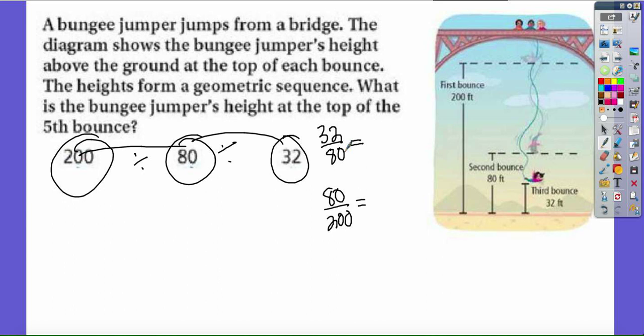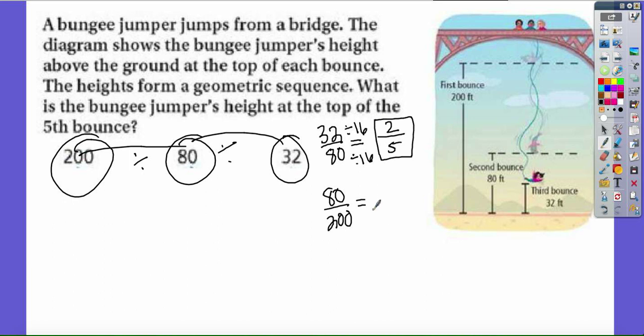So for both 32 and 80, 8 goes into it, and it can go even further. If I just reduced by 8, I'd have to keep reducing. So there is a number that goes into both of them that is even larger, and that number is 16. So 32 divided by 16 will give me 2 on top, and 80 divided by 16 will give me 5 on bottom. So far I think my common ratio is 2/5.